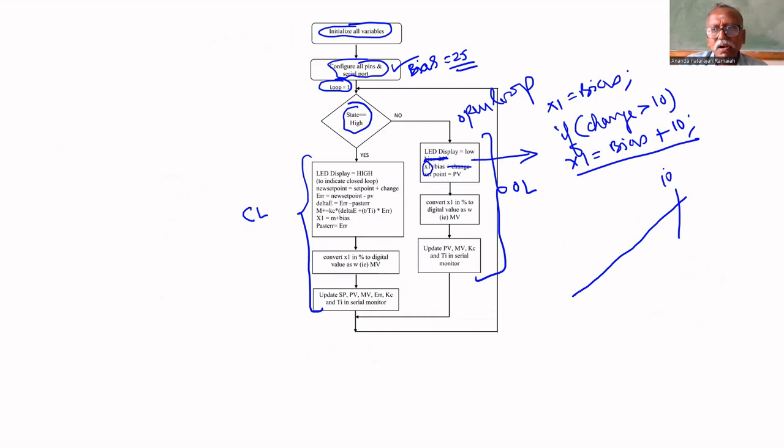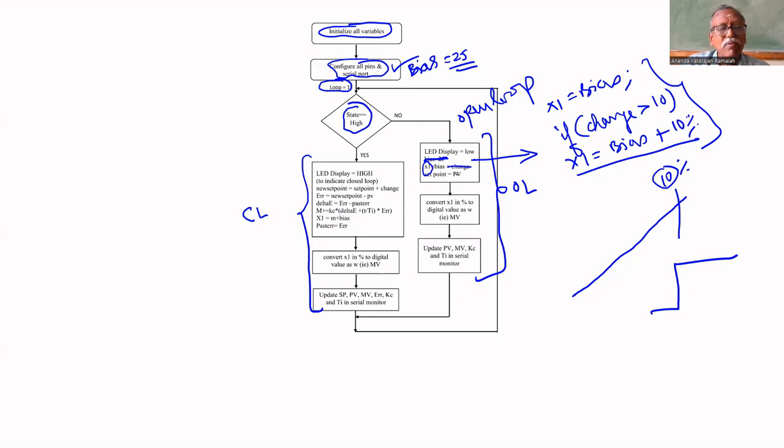If it increases beyond 10 or 10%, we are checking for 10%. If it exceeds 10%, then we are adding 10% to the bias. So we are giving a step input like this. To make it a step input, we are including these statements here. And you have to modify this flowchart in your observation notebook.